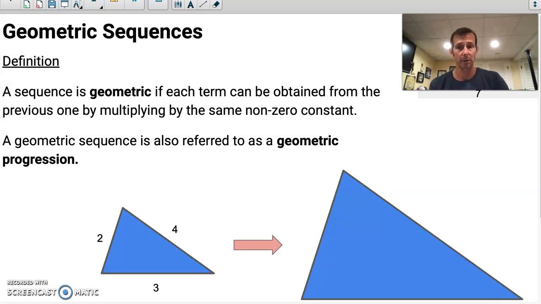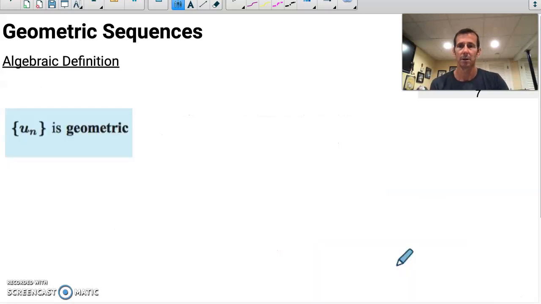In geometry, you probably dealt with similar triangles, and that is what the blue triangles represent. If you have a triangle with sides 2, 4, and 3, and you have a multiplier of 3, then this side would be 6, this side would be 12, and this side down here would be 9. They are similar because they have a common factor of 3.